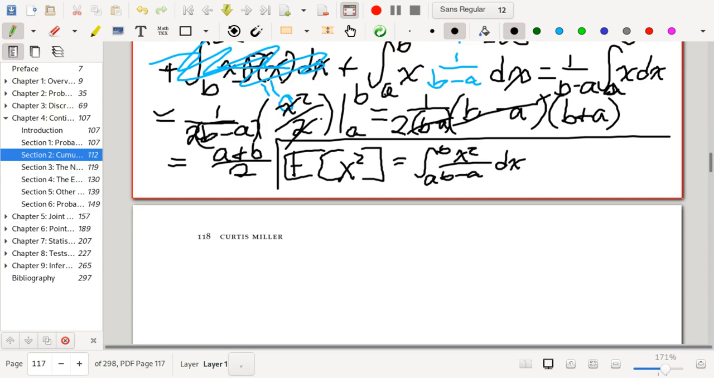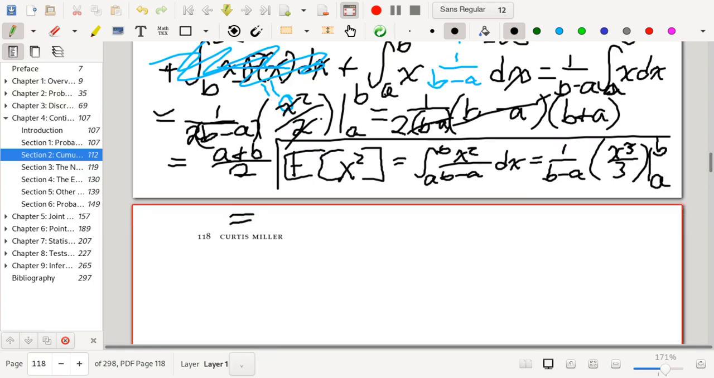All right, so this is going to be 1 over b minus a. And we have the antiderivative of x squared is going to be x cubed over 3. And this is going from a to b. And all right, so this is going to be, I'm going to bring out that 3.